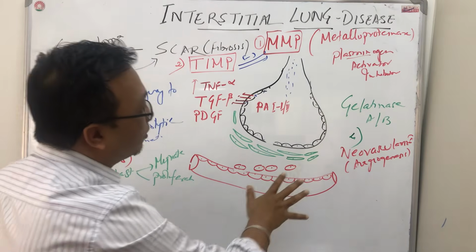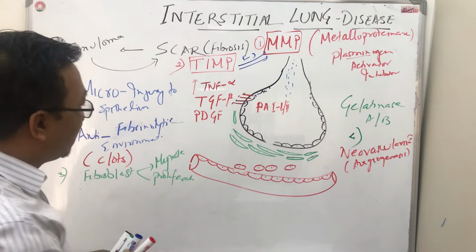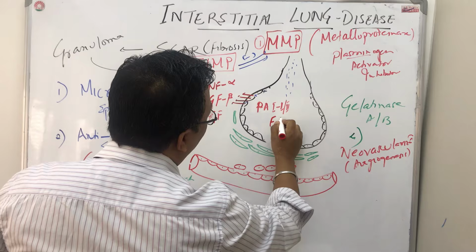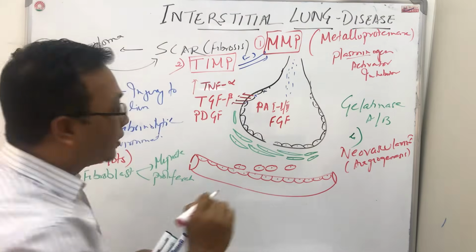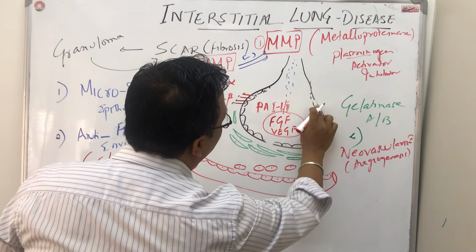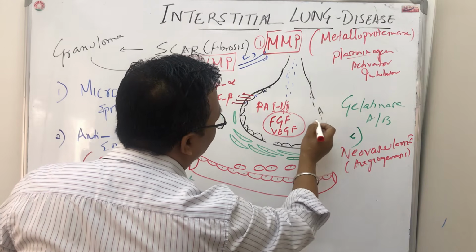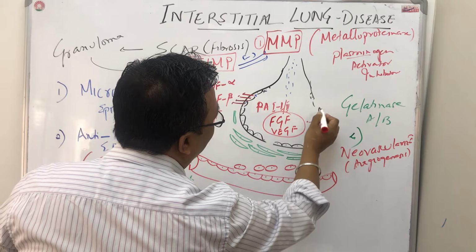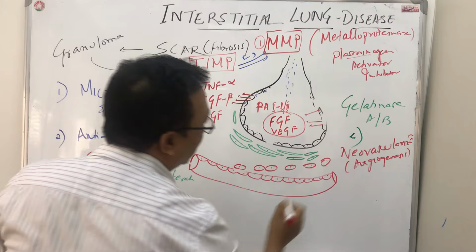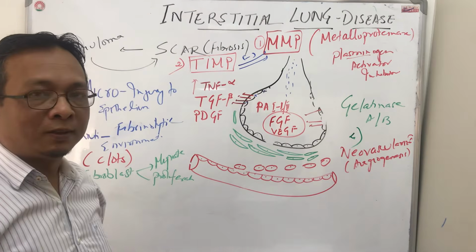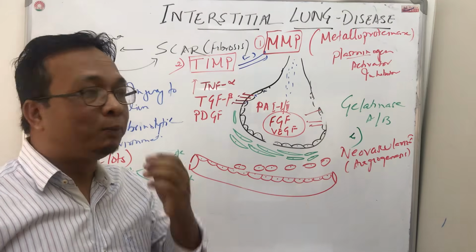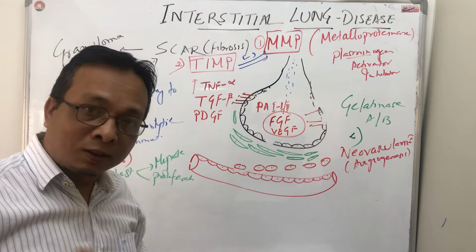Along with this, we need some more things here: fibroblast growth factor and vascular endothelial growth factor. These are all released by the damaged endotheliums, alveolar endotheliums. So this alveolar endothelium is damaged in this part, and angiogenesis has started.